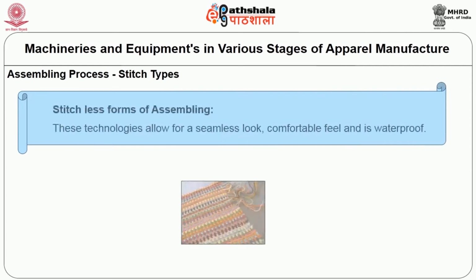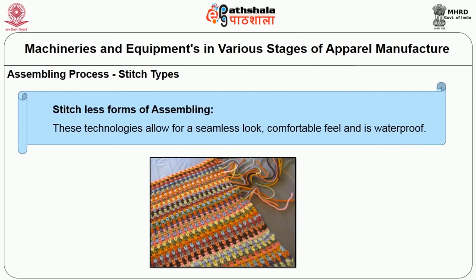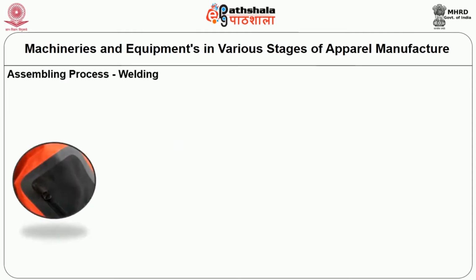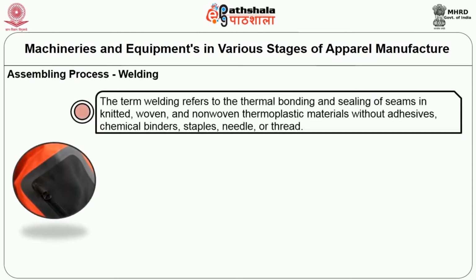And then the next category of machines are the stitchless forms of assembling. We have three classifications under this. All these technologies allow for a seamless look, comfortable feel, and most of them are waterproof. The first one is welding. The term welding refers to the thermal bonding and sealing of seams in knitted, woven, and non-woven thermoplastic materials without adhesives, chemical binders, staples, needle, or thread.